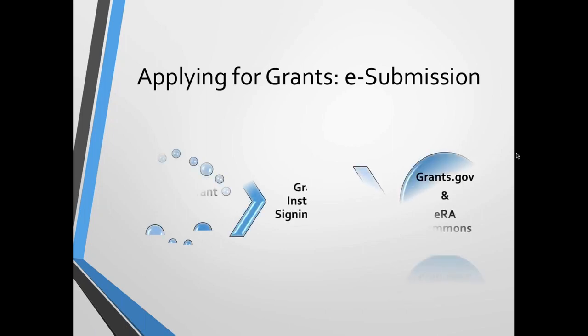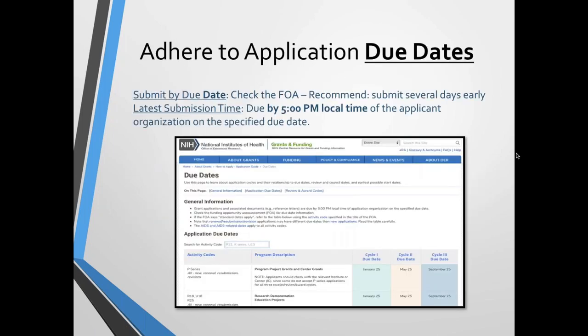Once you go through the process of preparing a research grant application, you'll submit it by way of your grantee institution signing official, who will then submit the grant to grants.gov and eRA Commons. Your signing official will have the authority to do so.